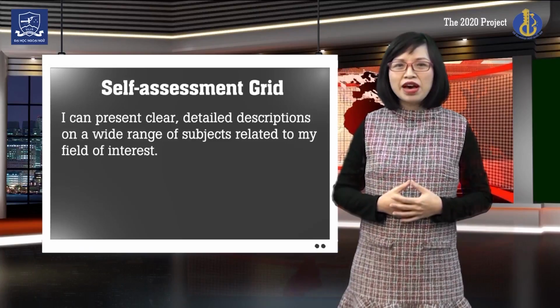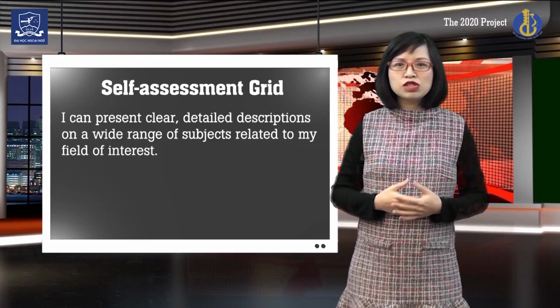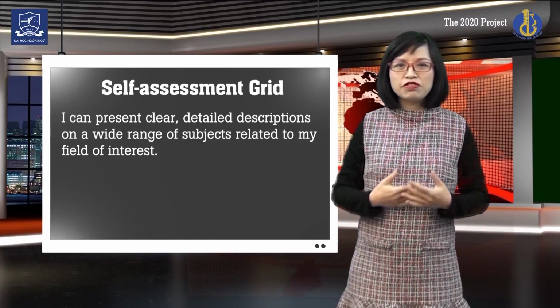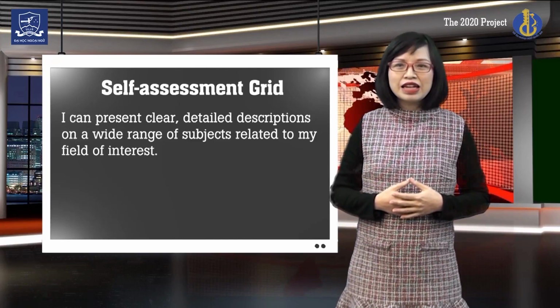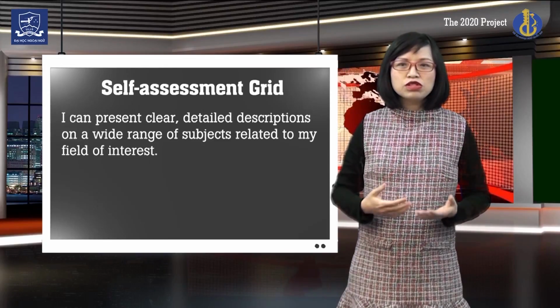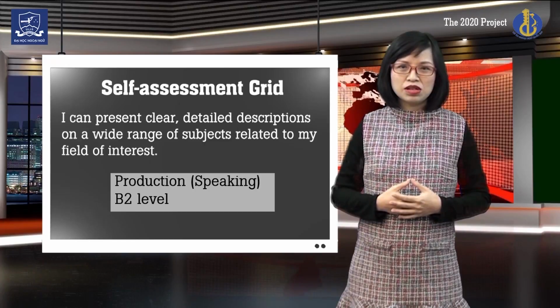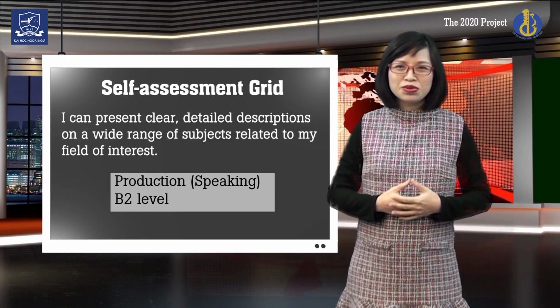One more example, okay? "I can present clear, detailed descriptions on a wide range of subjects related to my field of interest." By looking at the phrases like clear, detailed, a wide range of subjects, my field of interest, you can be sure that it is about speaking skills. It means productive skills. And the level is B2.